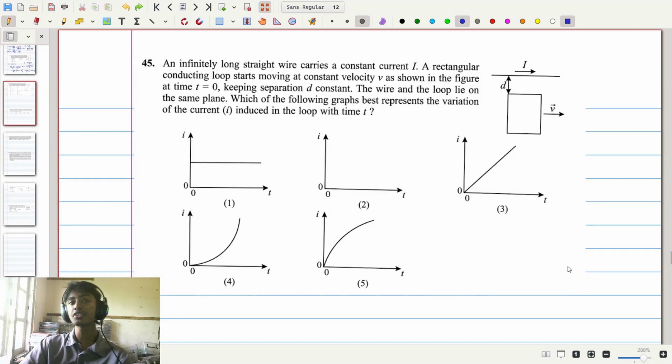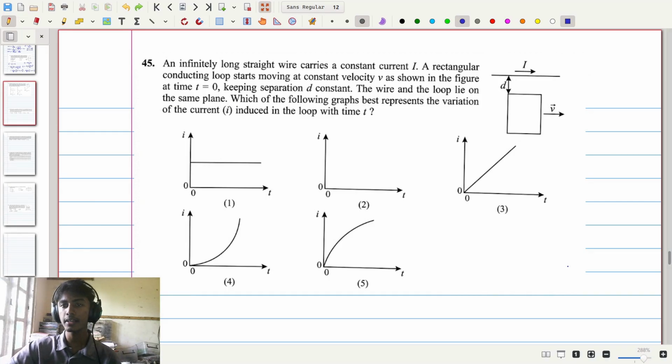Now moving on to question 45, it says an infinitely long straight wire carries a constant current I. A rectangular conducting loop starts moving at a constant velocity v as shown in the figure at time t equals 0 while keeping the separation d between itself and the wire a constant. They also say the wire and the loop lie in the same plane.